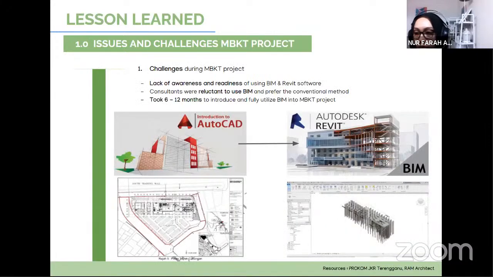The challenges are, at the initial stage of the project, the consultants preferred the conventional method due to lack of awareness and readiness and unfamiliarity with the BIM software, and also since JKR insisted on BIM, they took a few months to fully utilize BIM in the MBKT project.